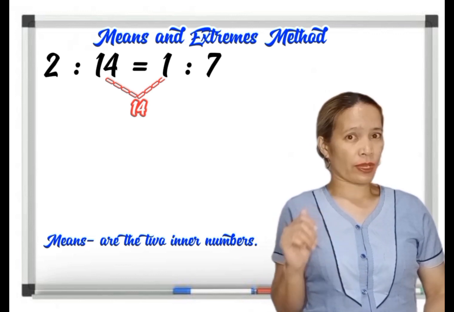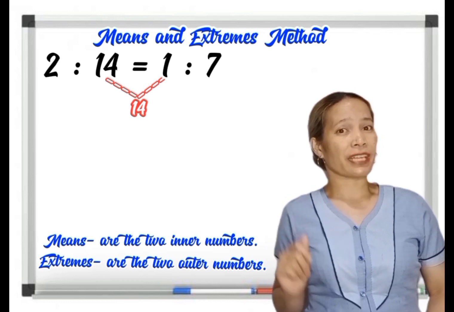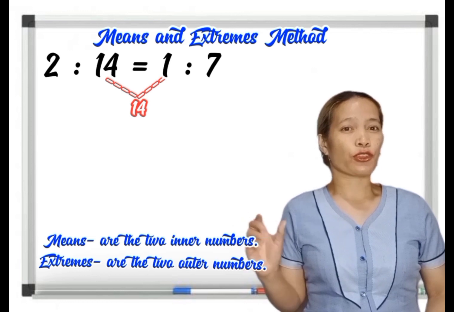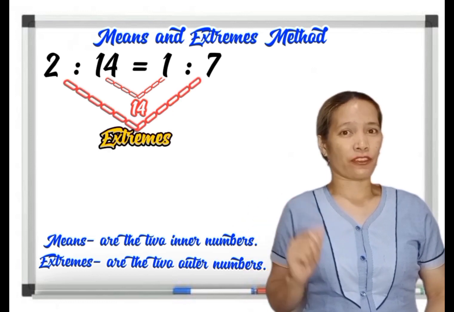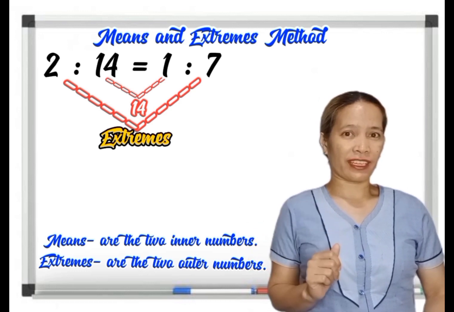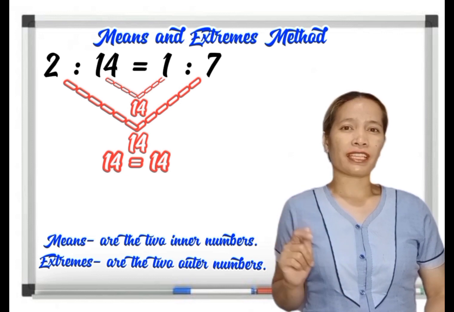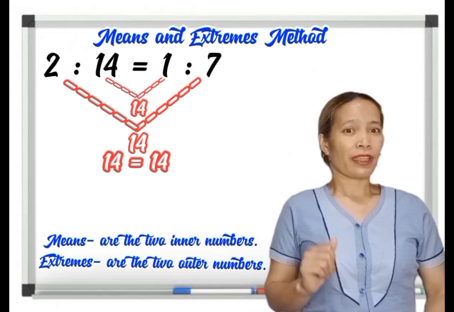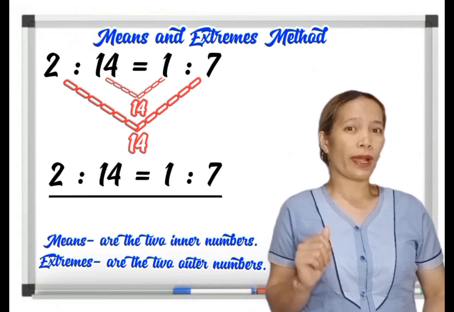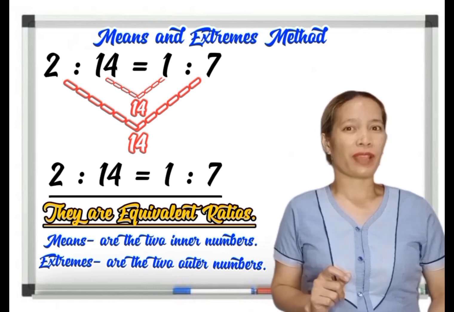Now, let's go to extremes. Ano po ba ang extremes? So when we say extremes, those are the two outer numbers. Yun po yung dalawang number na nasa labas. So yun po yung 2 and 7. So we are going to multiply 2 times 7. That is equal to 14. So 14 is equal to 14. Therefore, 2 is to 14 is equal to 1 is to 7, and they are equivalent ratios.